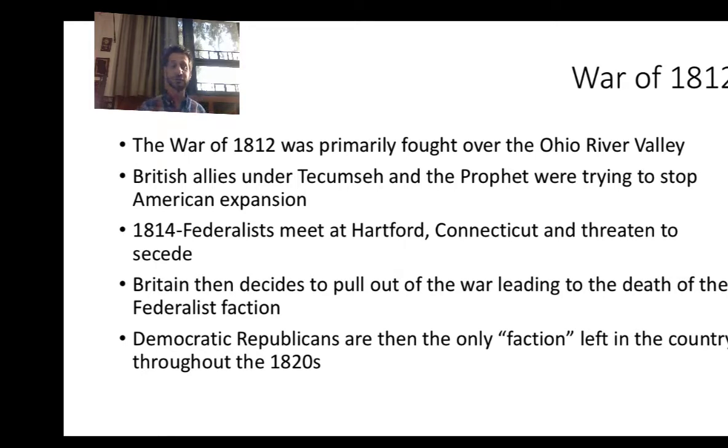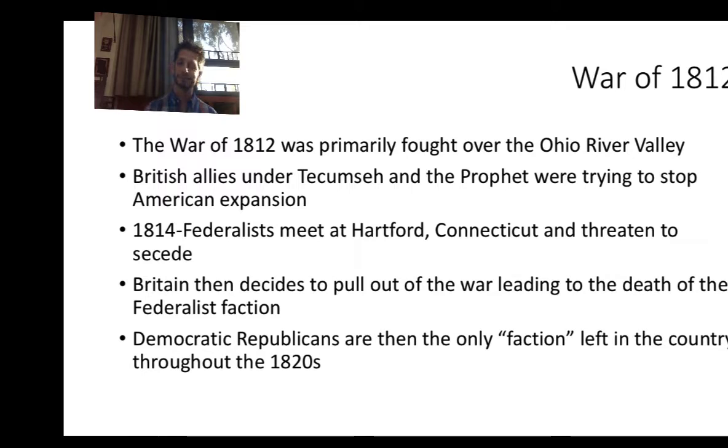Why? Because a couple weeks later, people did not hear that the war was over. And so one more battle took place, even though the war was over. And it happens in New Orleans, where Andrew Jackson is going to defeat the British in a huge battle in which the British are just destroyed in that battle. This really ups the American nationalism at the time.